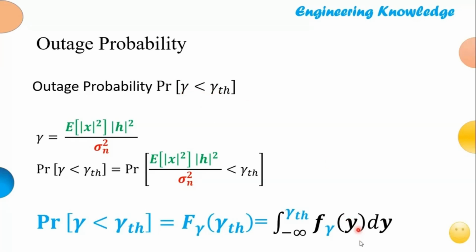Also, I can calculate that using the PDF, the small f. In that case, we will integrate from minus infinity to gamma TH, small f gamma of y dy. So either I can use integration and the PDF to evaluate the outage probability of a wireless communication channel, or we can directly evaluate using the cumulative distribution function at gamma TH. The gamma TH is said to be the threshold SNR of the wireless communication channel.